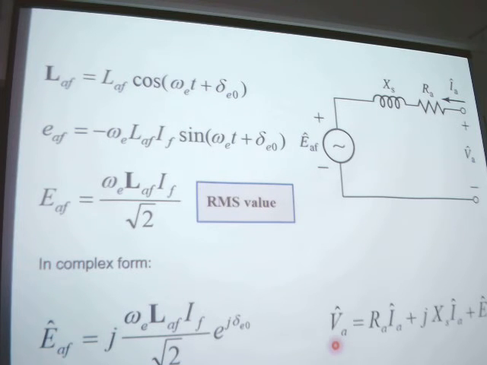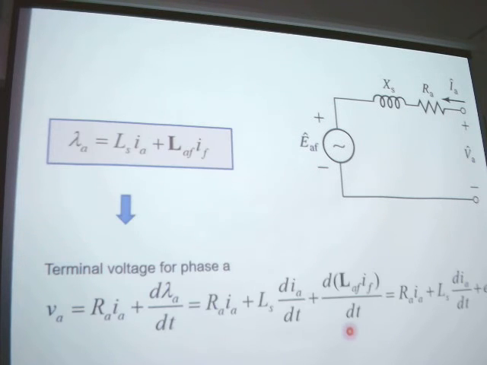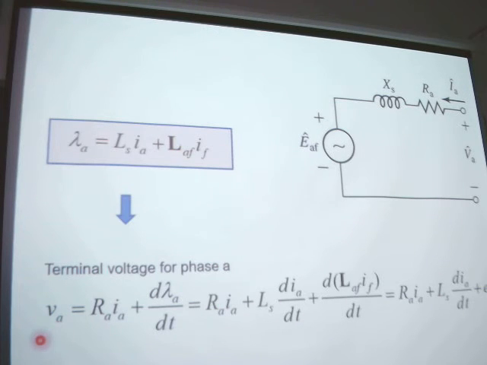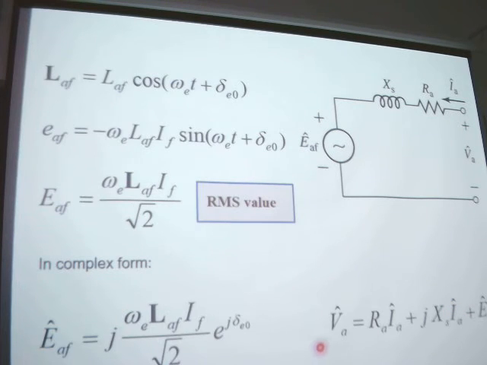Also, the vector form for the terminal voltage is this equation. This terminal equation comes from this equation, and we can get the vector form. So here, in the complex and vector form, there will be the jXS here.